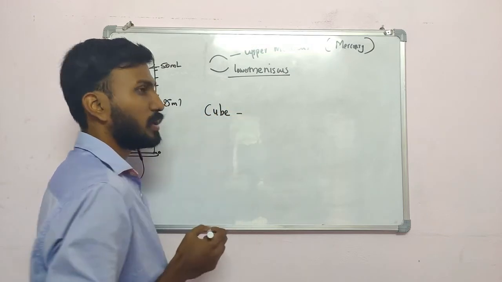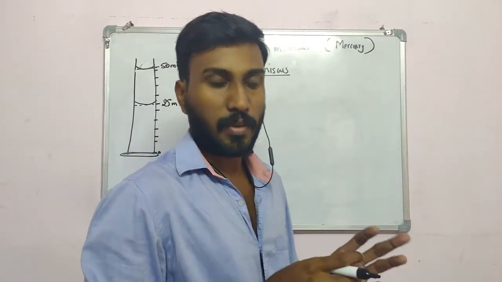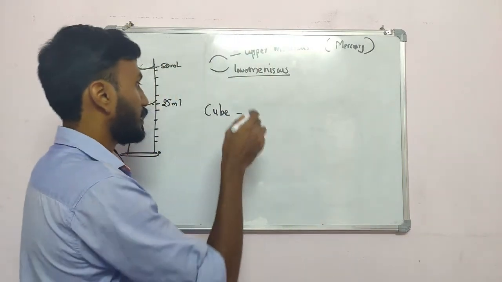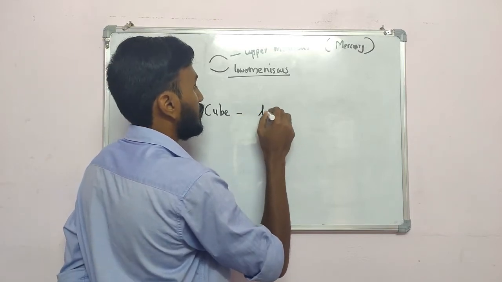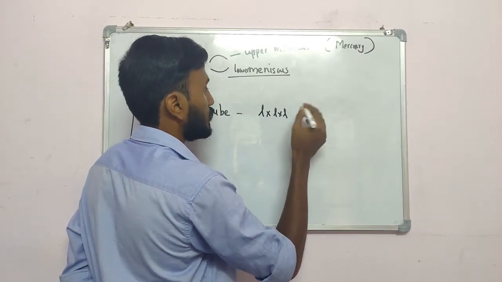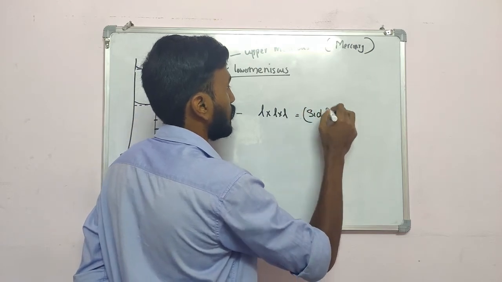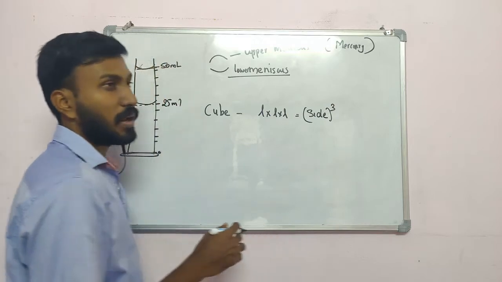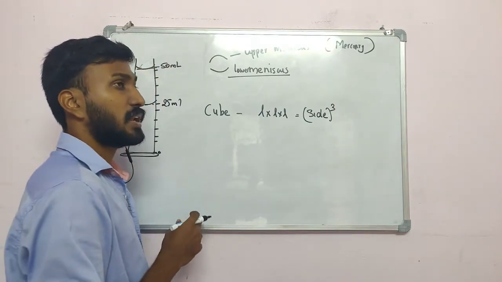ഓക്കെ, ഒരു ക്യൂബിന്റെ കേസ് നിങ്ങൾക്ക് അറിയാം, ക്യൂബിന്റെ എല്ലാ സൈഡ്സിന്റെയും ലെങ്ത് സെയിം ആയിരിക്കും. So because of that, the volume of a cube is considered to be length into length into length, or side into side into side, which is equal to side cube. We just multiply the three sides of a cube so that we can obtain the volume of a cube.